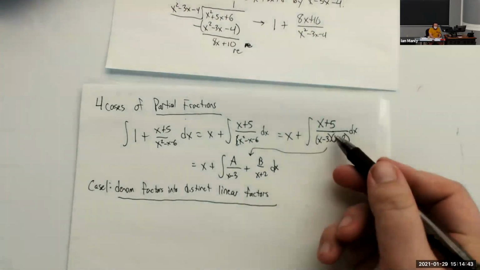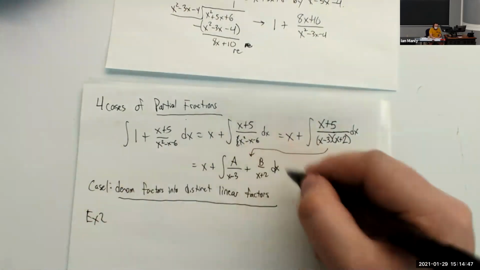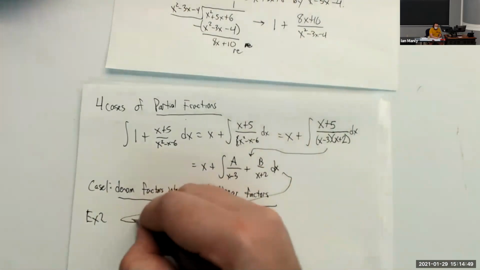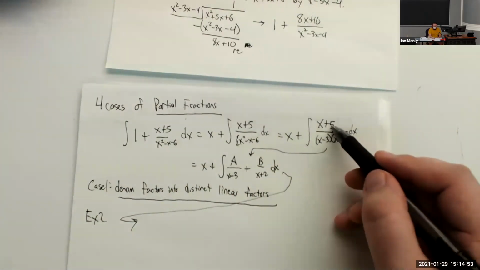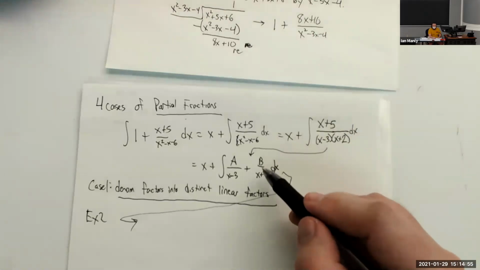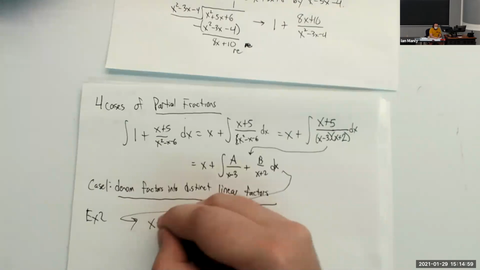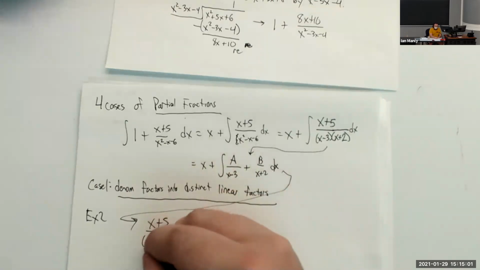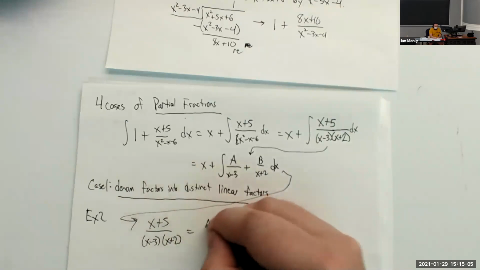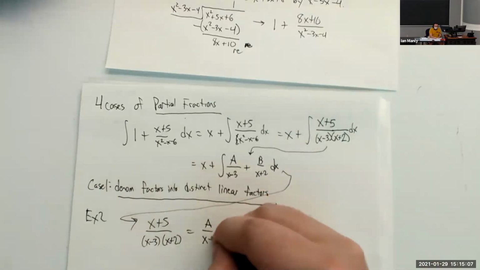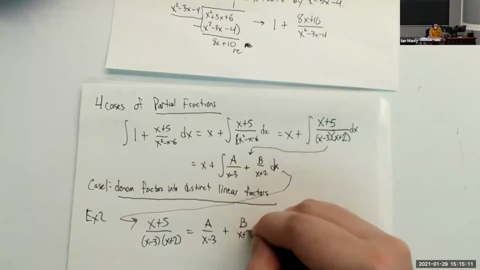I'm going to continue with this example, example 2, which I already started. If I can get from here to here, then I'm essentially done, because these integrals are not hard to do. So all I need to do is get from here to here, meaning I need to solve for what A and B are.